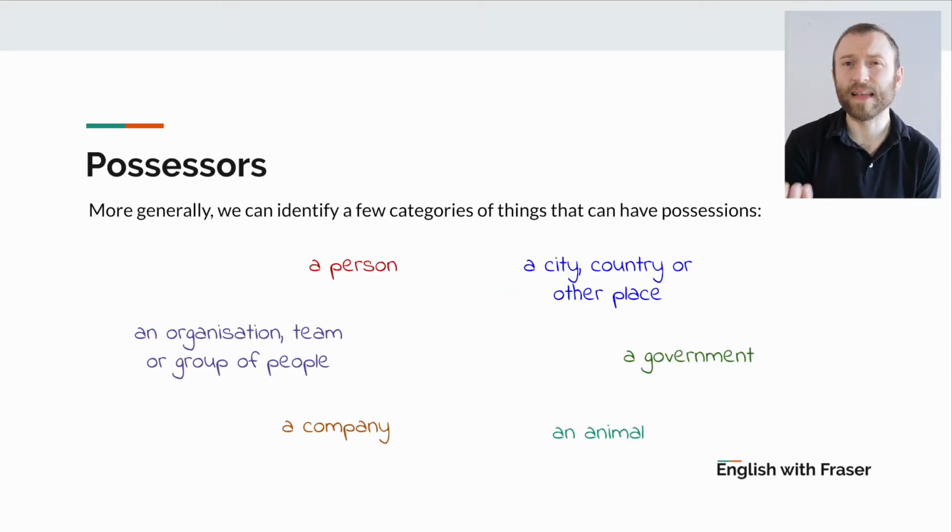More generally, we can identify a few categories of things or of people that can have possessions. So a person, clearly, yes. A city, country, or other place can have possessions. A government can have possessions. An animal, to a lesser extent, but yes, can have possessions as well. A company can have possessions, or any kind of organization, team, or group of people can have possessions.